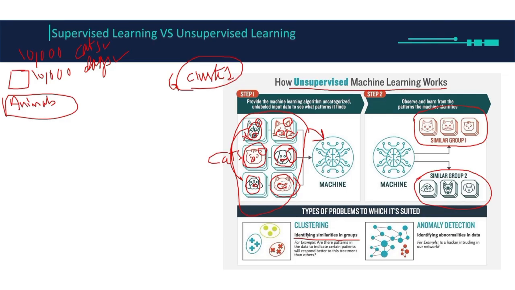Here the similarities were the pointy ears and the small nose and the mustache and whatever. For example, are there patterns in the data that indicate certain patients will respond better to this treatment than others? For example, if you have a vaccine or a new medicine, let's say if you give this vaccine to diabetic people, it will have some side effects.